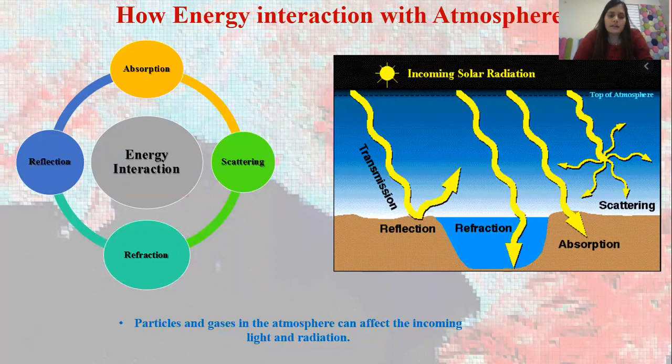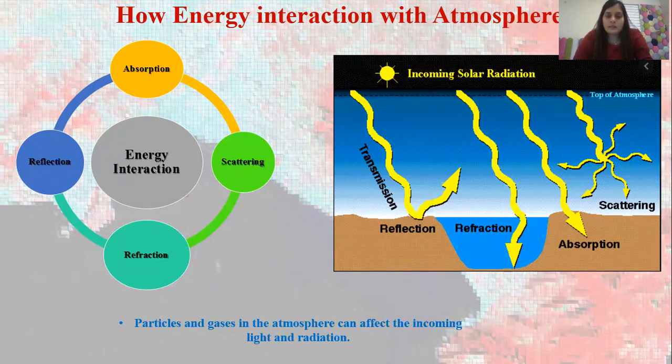Yes, that happens, and this energy interaction is very much important. There are a number of particles and gases present in the atmosphere, and they can be affected by the incoming light sources. Now, the topic: energy interaction with the atmosphere. It has many types of interaction. First is absorption. Second is scattering, then refraction, and reflection. These are the four main types of energy interaction with the atmosphere. Explanation can be asked of this.